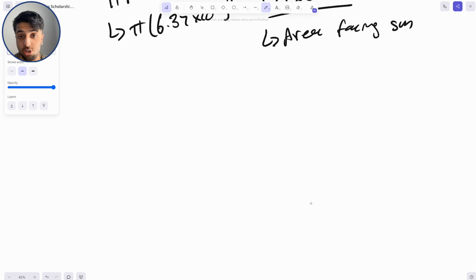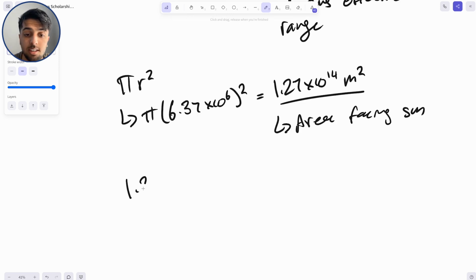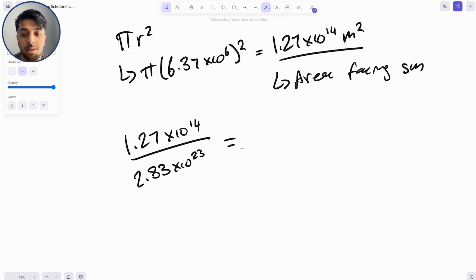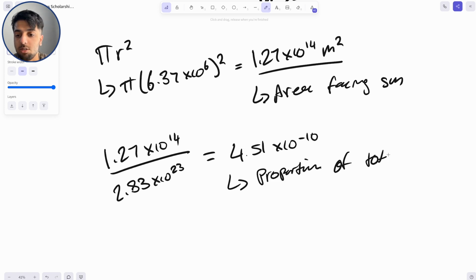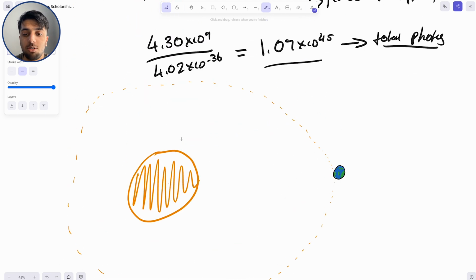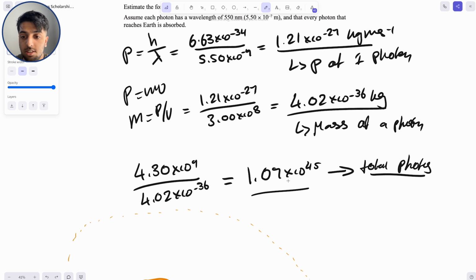And so we can get the proportion of the total number of photons absorbed by the Earth, and we can get that by taking the Earth's area that's facing the Sun and dividing it by the Sun's total surface area, and we get 4.51 times 10 to the negative 10 portion of total photons hitting Earth. Right? And so now we have the proportion of total photons hitting the Earth. We can multiply this proportion by the total number of photons emitted per second, which is this number right here.